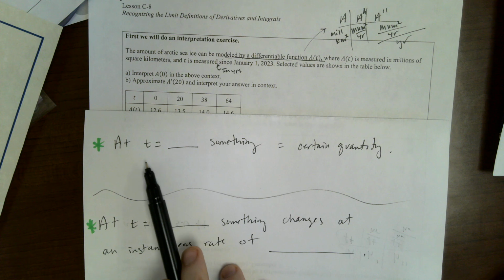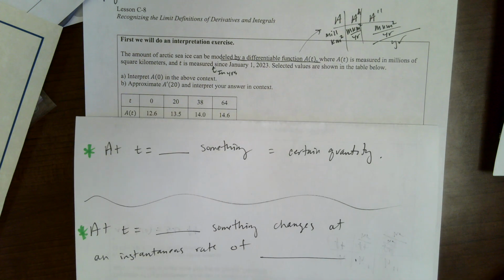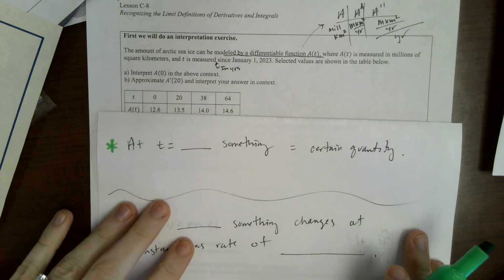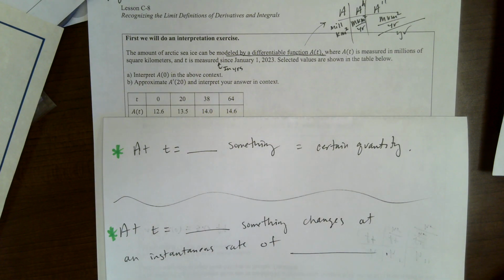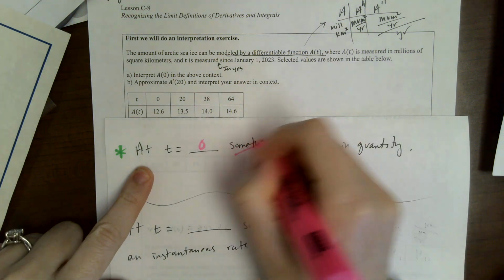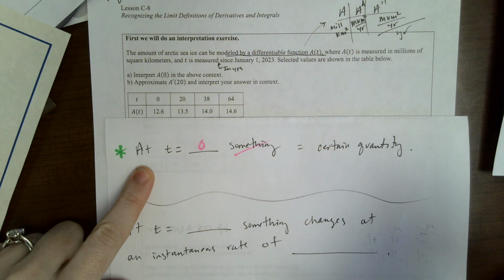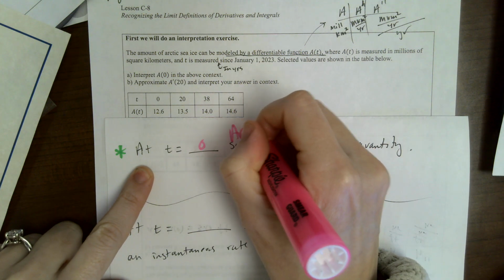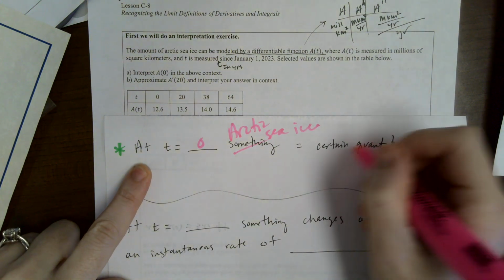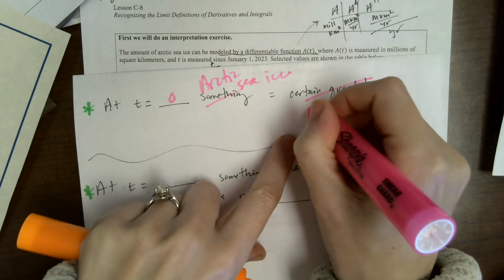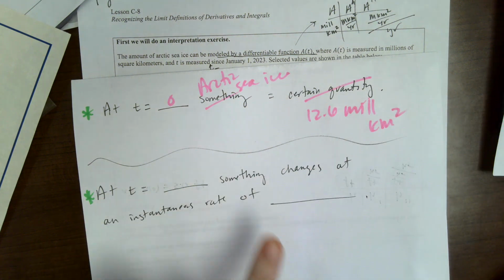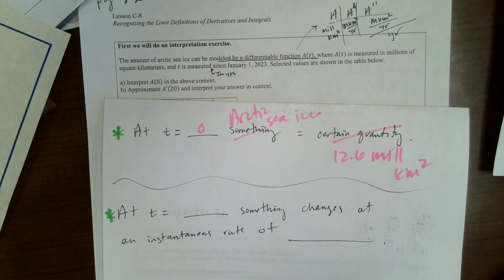Alrighty, now our interpretation, since we're starting here in this derivative sequence, is going to go like this. At time t, something equals a certain quantity. And guys, please speed this up. Go ahead of me if you've got this, but I want to piece it together because this is hard sometimes to get used to. So at t equals 0, because this is A of 0, Arctic sea ice equals, okay, and then the certain quantity is 12.6 million kilometers squared.